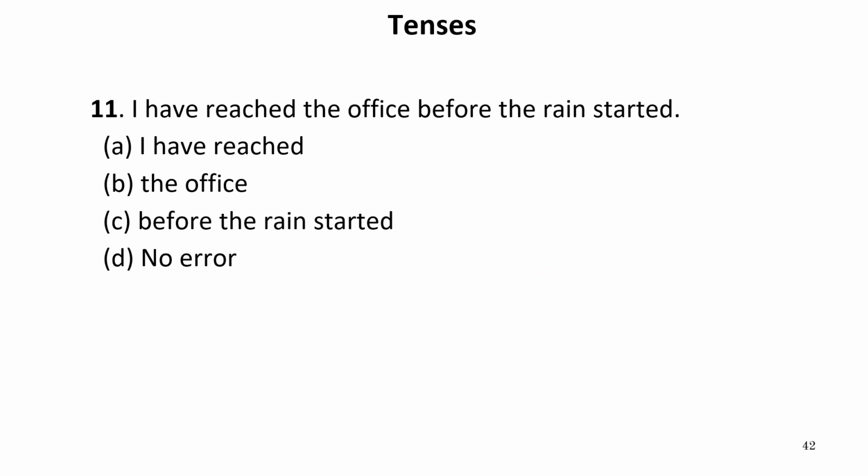I have reached the office before the train started. Now, as I have told you already, the structure with before, we write it in combination, and the combination is past is combined with past, whereas perfect is combined with indefinite tense or simple tense. So this perfect tense is used for the action that occurred first, and indefinite is used for the action that happened later on, but in the past.